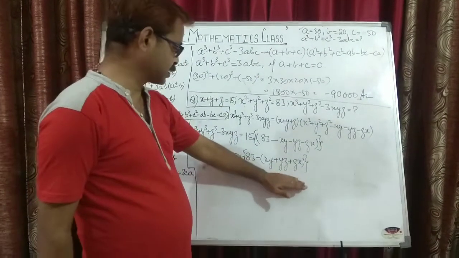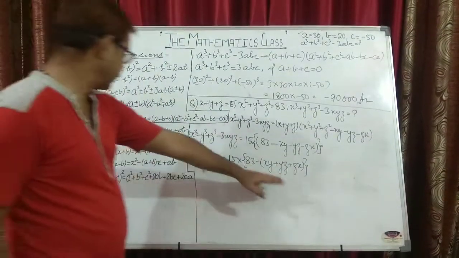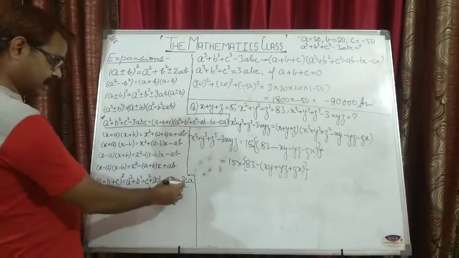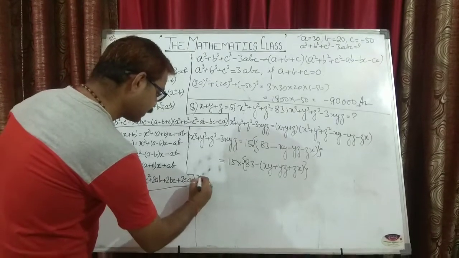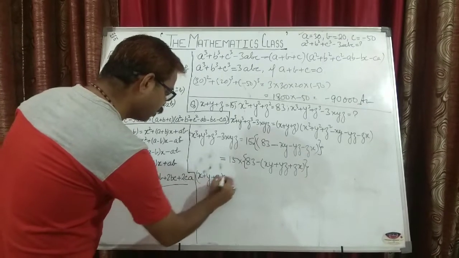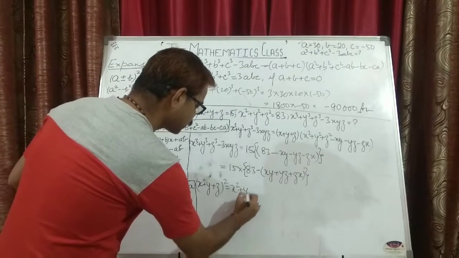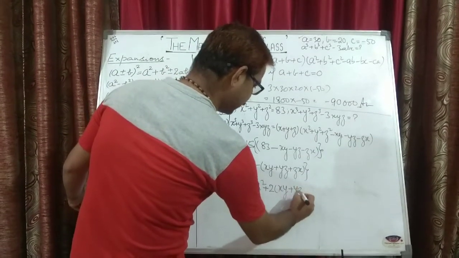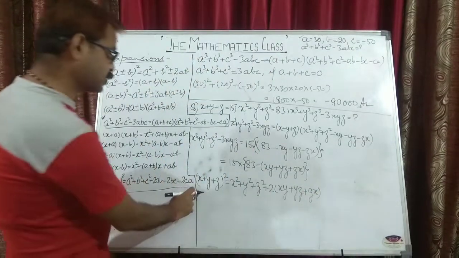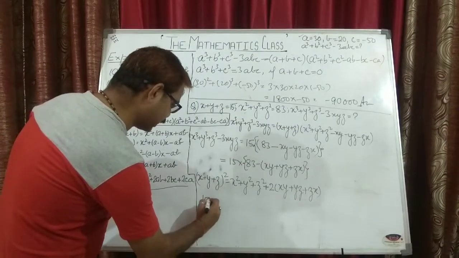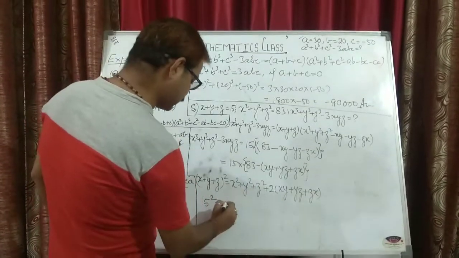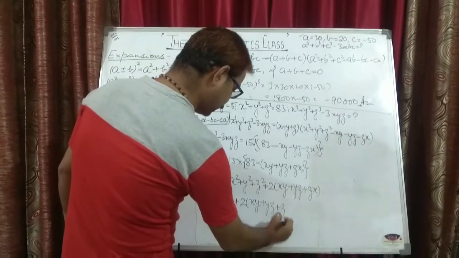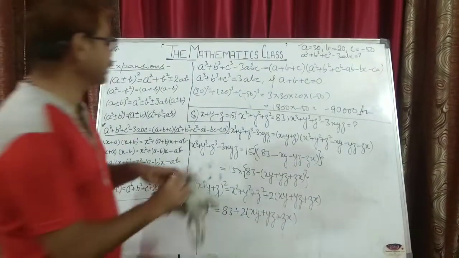Now how to get the value of this? We can get it by using the a plus b plus c whole square identity. If we use this identity, we will get the value of this term. So I am using x plus y plus z whole square is equal to x square plus y square plus z square plus 2 times of xy plus yz plus zx. x plus y plus z is given to you as 15, so 15 square, that is 225. x square plus y square plus z square is given as 83, plus 2 times of xy plus yz plus zx.